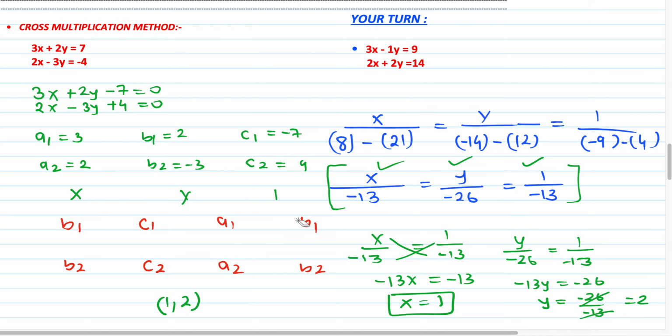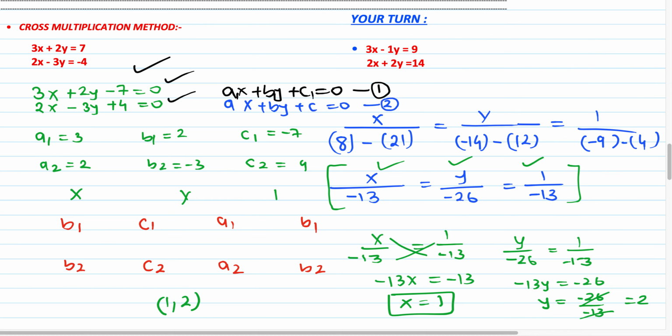If this is fully ready in your mind, then you can easily do it. You first convert the equation into this form: ax plus by plus c equals 0. I'm writing here ax plus by plus c equals 0. This is our first equation, that's why it's a1, b1 and c1. And for the second equation, it is ax plus by plus c equals 0, but as it is the second equation, it will be a2x, b2y and c2.